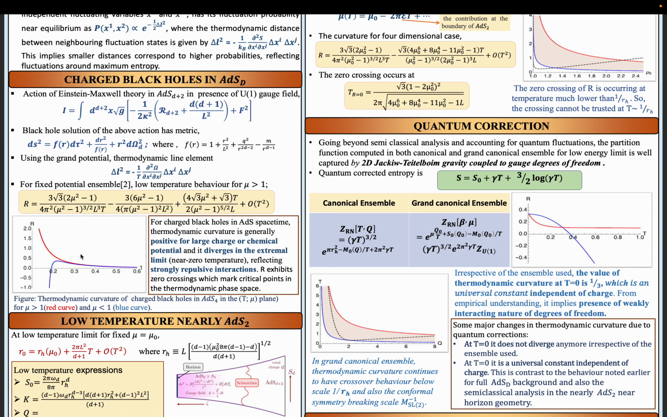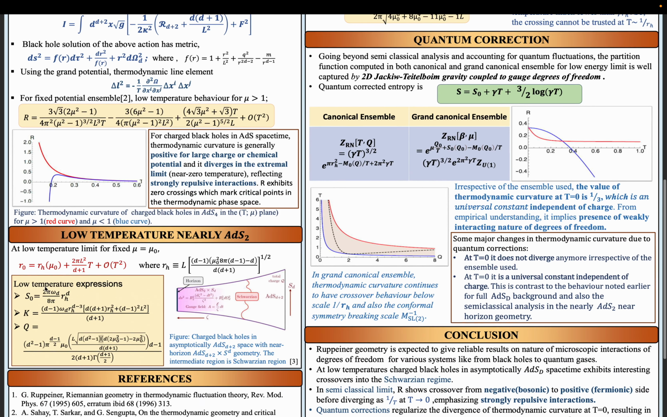And for chemical potential less than 1, there is a crossover, which is denoted by this blue curve, and this crossover point corresponds to the Hawking-Page transition. So empirically, for the large black hole branch, the system behaves as having repulsive interaction, which gets stronger as T goes to 0. Now the low temperature limit is taken at fixed chemical potential.